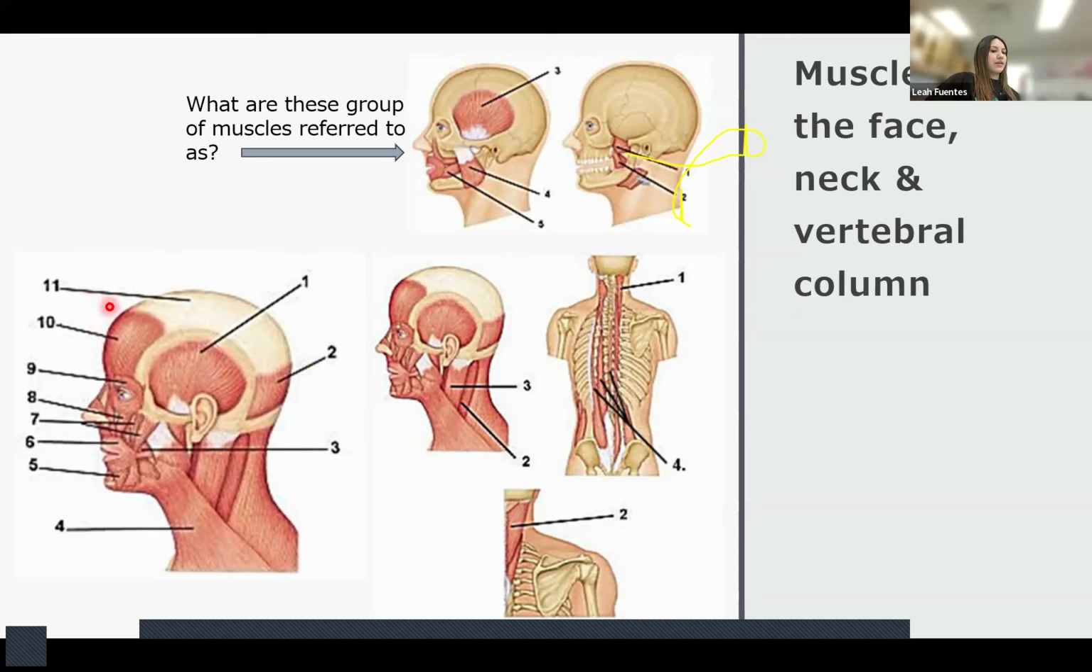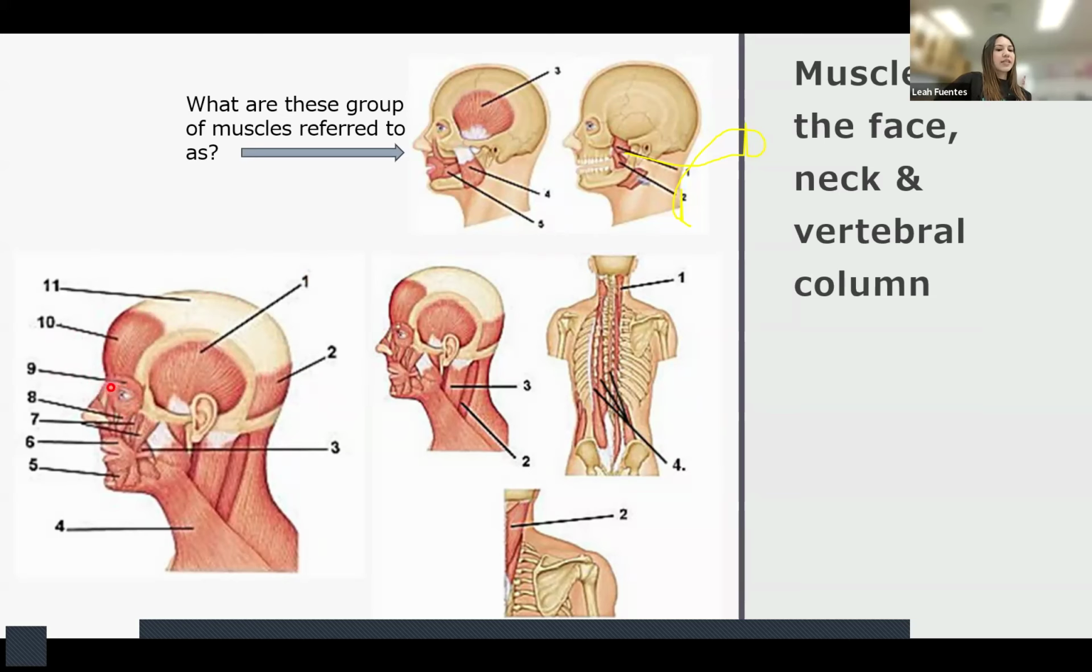So let's move to 10. What is number 10? Frontalis, good. And then 2? Occipital, good. So we have frontalis, Galea aponeurotica, and then our occipital. I should have probably gone in order. Let's go to 9. What is this specific muscle?